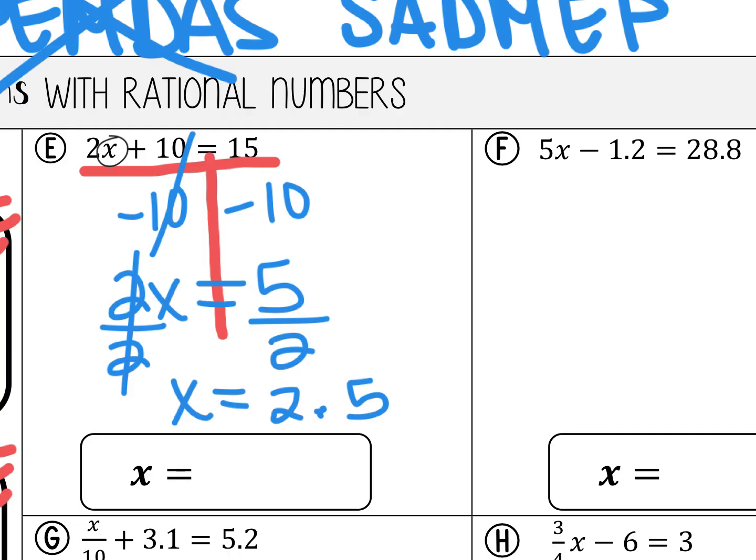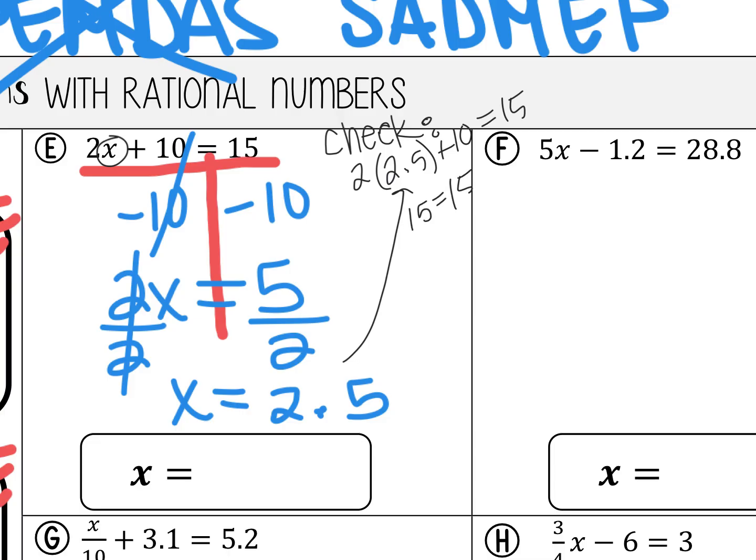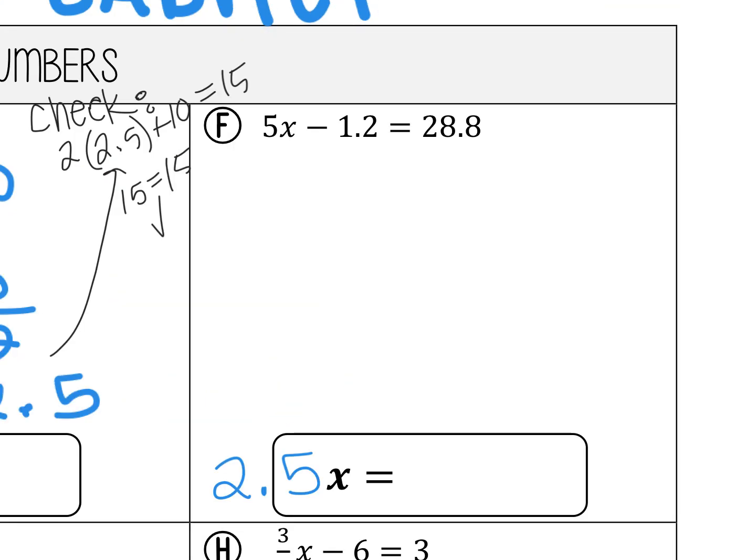We now believe that x is 2.5. So all I did was replace my x with 2.5 into my equation, and I'll check and make sure that 2 times 2.5 plus 10 does indeed equal 15. Again, use your calculator to be sure, but it does indeed equal 15, which means we have a balanced equation, and we can confidently say that our answer is 2.5. Let's move on to example F.